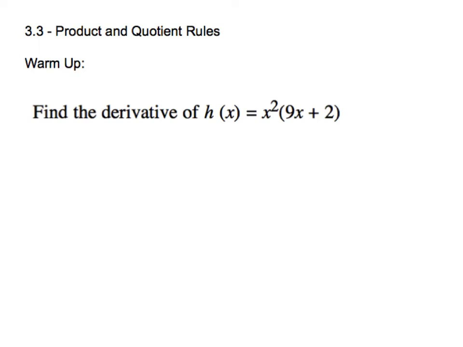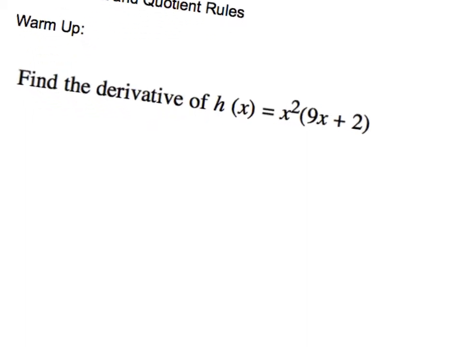Hello everybody. Today we're going to cover 3.3, which is product and quotient rules. So up to this point we've learned how to take the derivative using the definition of the limit as well as the power rule. Currently I would choose the power rule for a problem like this, but in order to use the power rule as this warm-up, I would have to distribute the x squared.